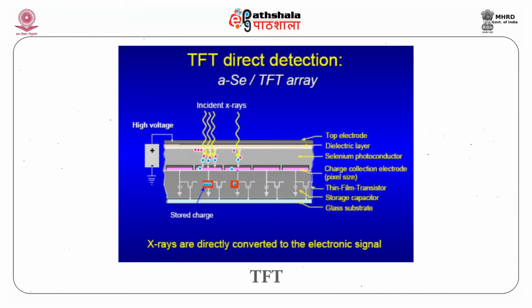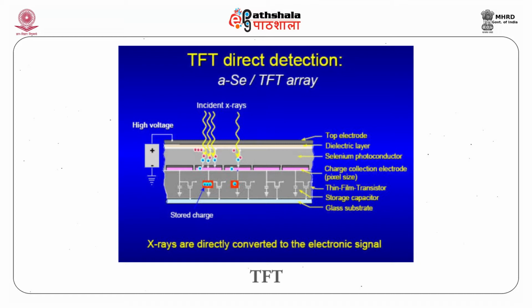Here we see an illustration, a TFT direct detection amorphous selenium TFT array, and how it is working. First, we give a bias voltage. A high voltage is given to the top electrode, and there is a dielectric layer. After that, there is a selenium photoconductor.